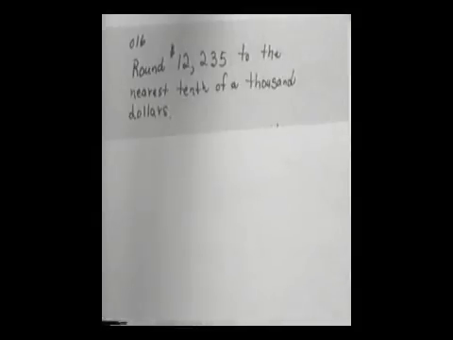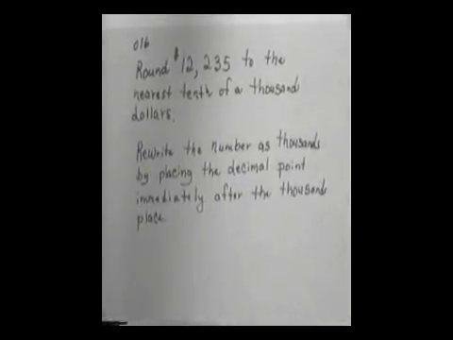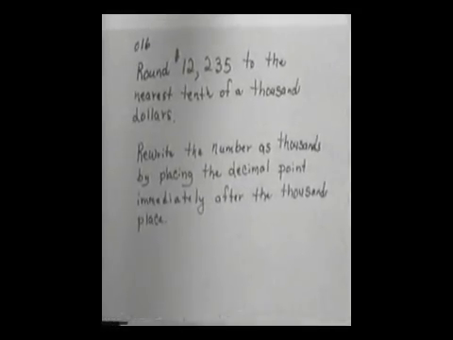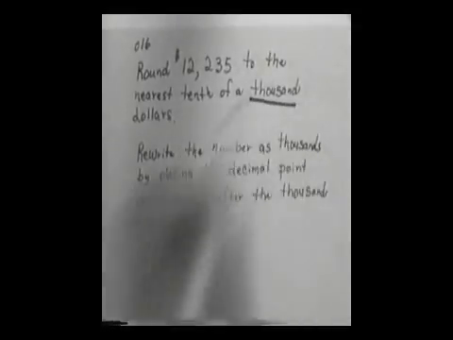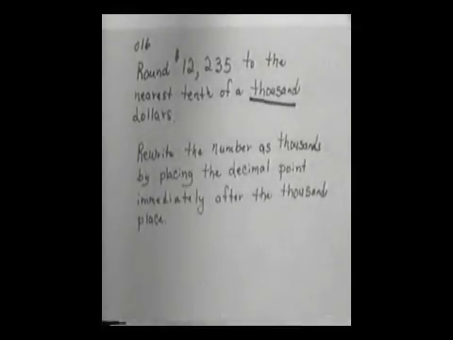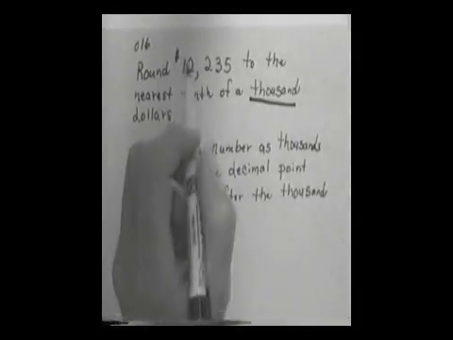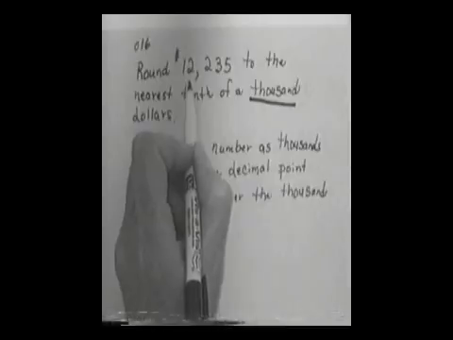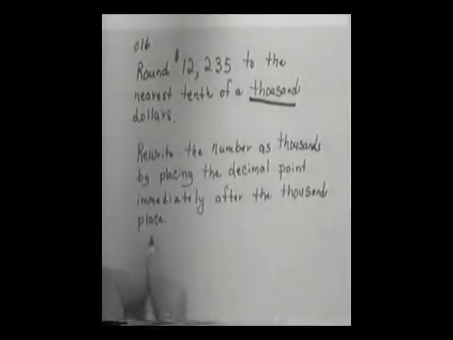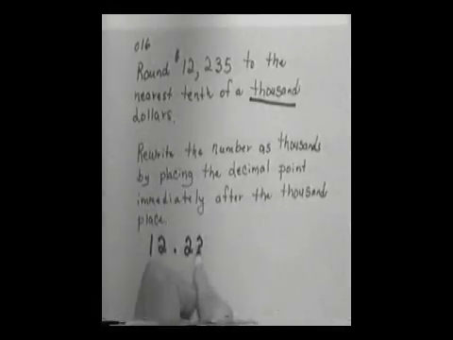So what it's telling us to do is to put some decimals in there. And since we're supposed to round to the nearest tenth of 1,000, we're going to rewrite our number as just thousands. And we're going to place the decimal point immediately after the thousands place. So the 2 is in the 1,000s place. So we're going to rewrite that number as 12 and then put our point 2, 3, 5.